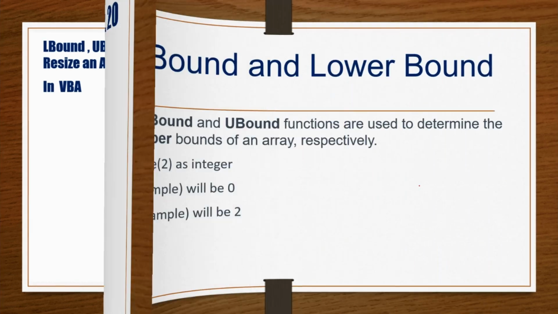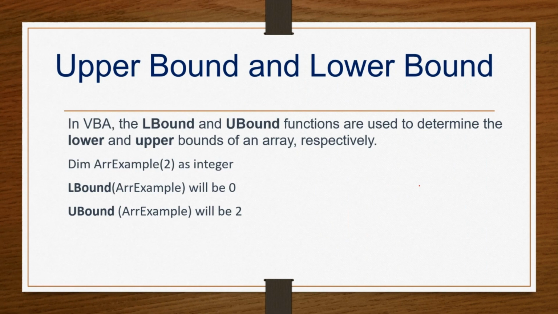In this video, we will talk about upper bound, lower bound, and how to resize the array dynamically. Okay. So let's first look at the upper bound and lower bound. The upper bound and lower bound are the functions which are used to determine the lower and upper bounds of an array. That means the bound is nothing but the index of the element. So in case of LBound, the index will be 0. The first index of the element will be LBound and the last index of the element will be UBound.